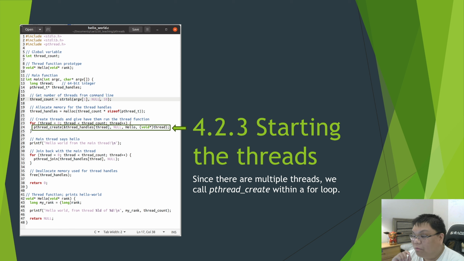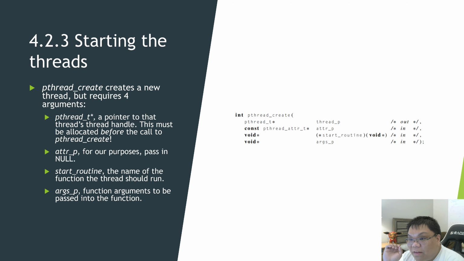pthread_create. We call that to create a thread, when we're doing this in a for loop, of course. But let's get to the meat and potatoes of what pthread_create does. pthread_create creates a new thread. It requires 4 arguments. The first argument is a pointer to a thread handle.